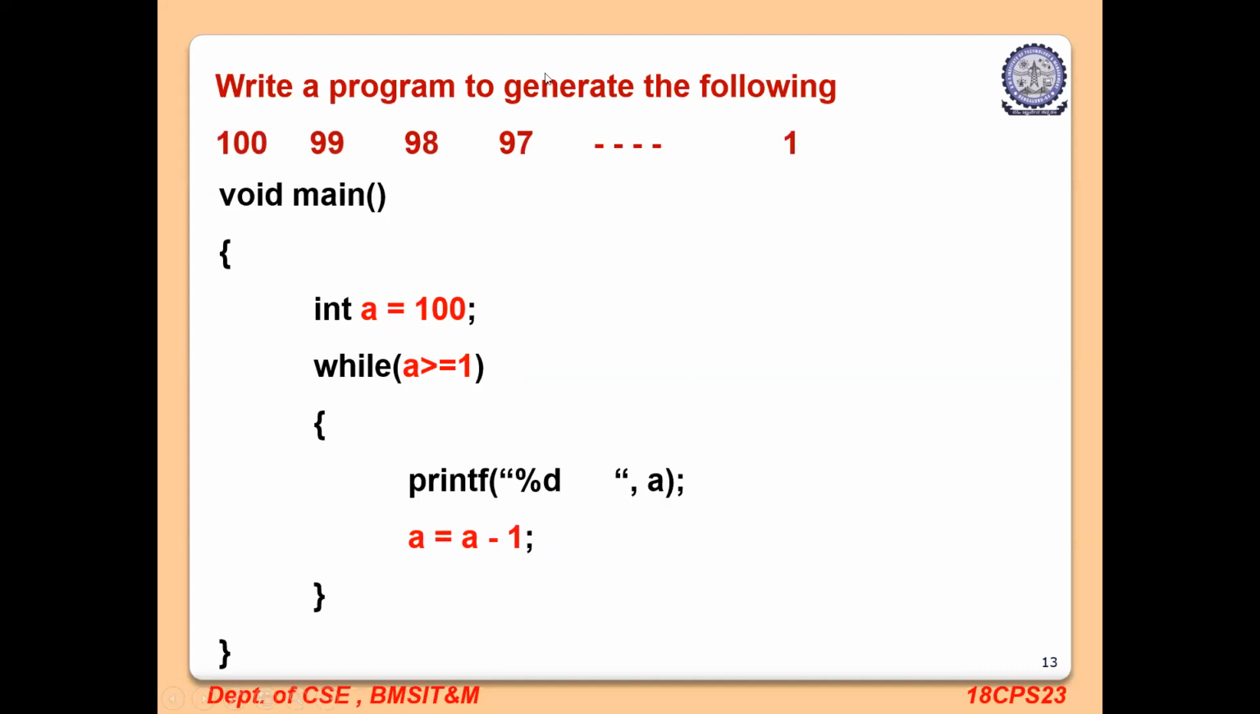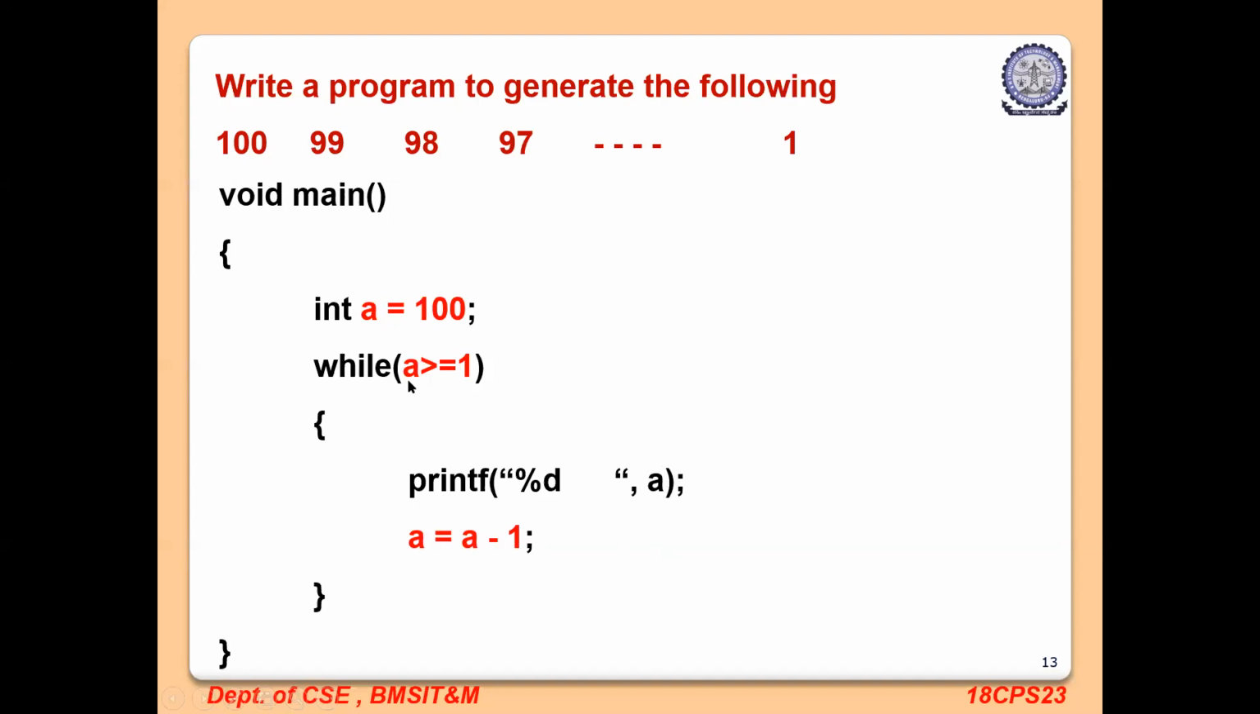This is a program which will generate numbers from 100 to 1 in reverse order, of course, right? So the initial value is 100. I have initialized 100 to A, and the final value would be 1. So that is the condition that I'm specifying. If A is greater than or equal to 1, printf statement, and I'm reducing these values by 1, right? So I'm decrementing A by 1. So the first element that gets printed would be 100.